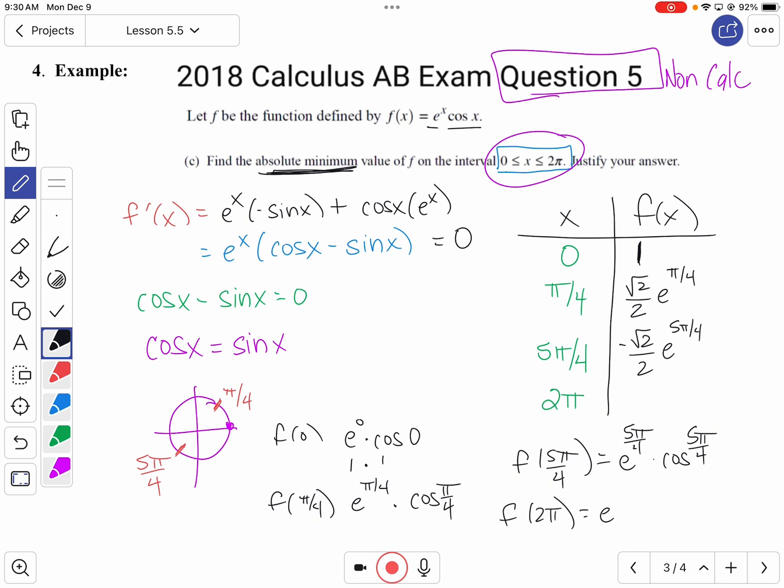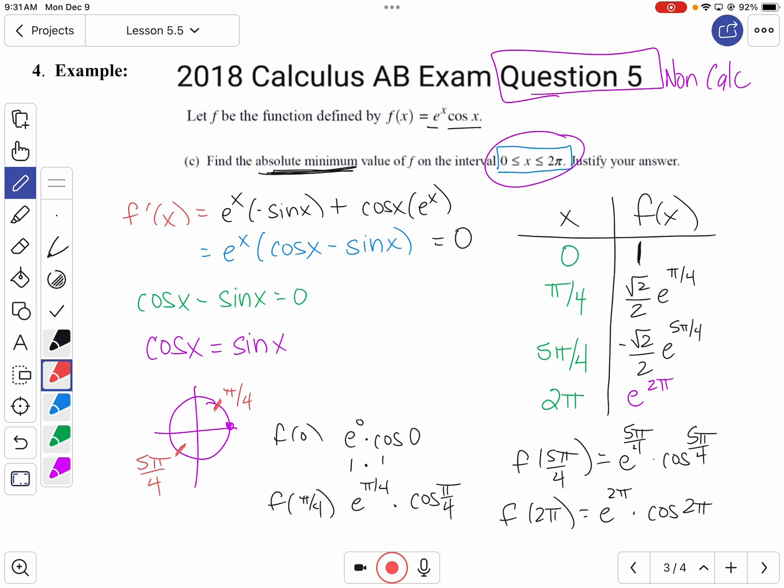So e to the 2 pi times the cosine at 2 pi. What does that leave me? e to the 2 pi. All right, so now, question-wise, who's our absolute minimum? Probably the negative one. It happens at the negative one. It's the only negative one. That's a good assumption.